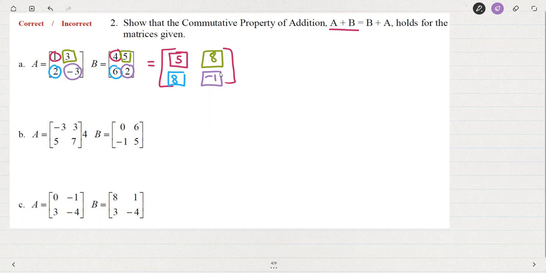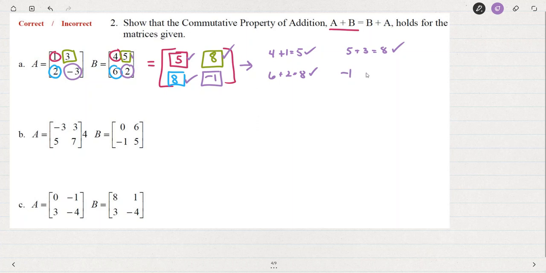Let's see what happens if we reversed that. Go ahead and try that. If we reversed that, you'll see that instead of 1 plus 4, we're going to have 4 plus 1, and that is still 5, right? 6 plus 2 is still 8. 5 plus 3, because 5 plus 3 is the same as 3 plus 5, is still 8.